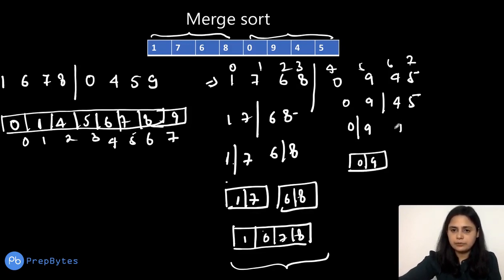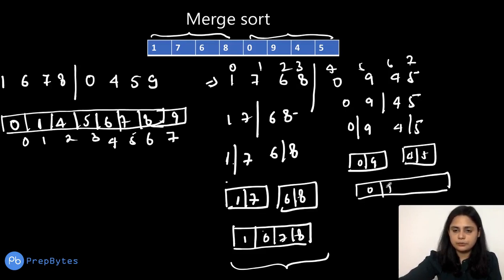Similarly here we will have 4, 5. I combine them. We get 4, 5. Now I combine these two sorted arrays. I get 0, 4, 5, 9. Okay.